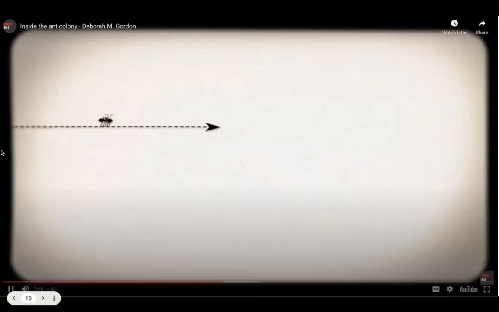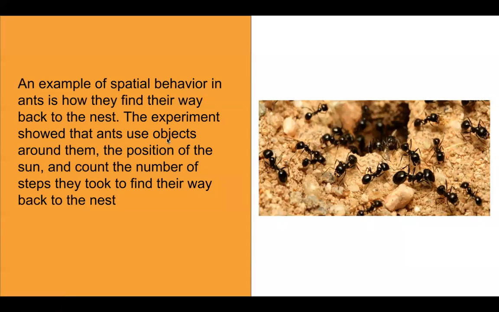One of the most impressive collective capabilities of an ant colony. An example of spatial behavior in ants is how they find their way back to the nest. They travel a long distance to get food or to get some other supplies, we can say, to build their nest. And they have to somehow get back to their nest.